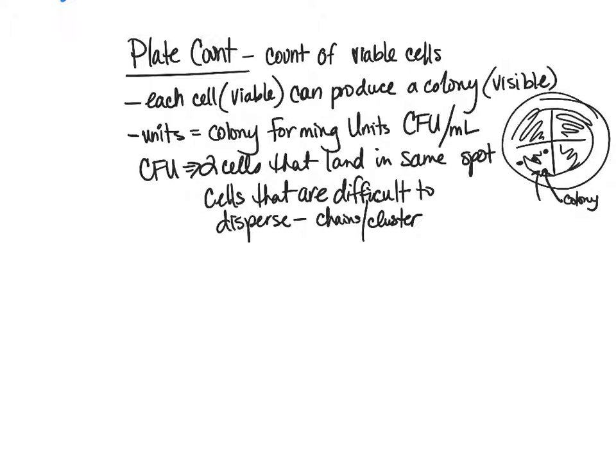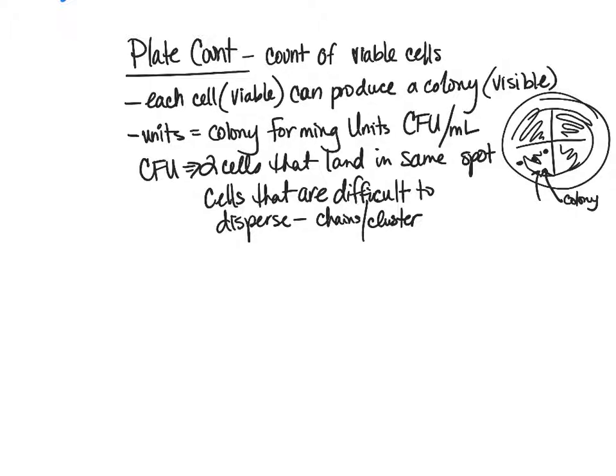So a CFU, or a colony-forming unit, isn't marked really as a single cell that has grown. And that's why we don't have a number of cells per milliliter count. Instead, we have a colony-forming unit per milliliter, to account for that kind of issue if that happens.